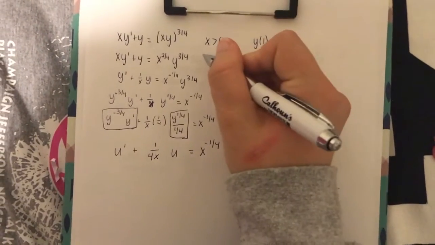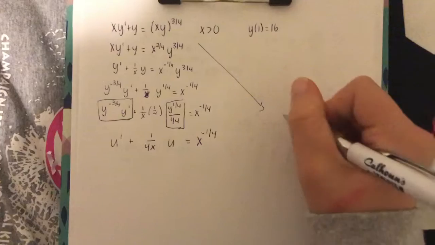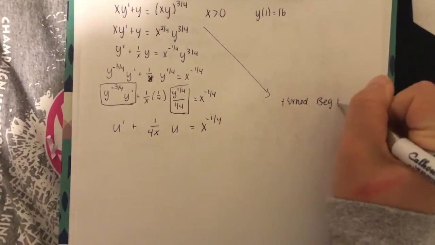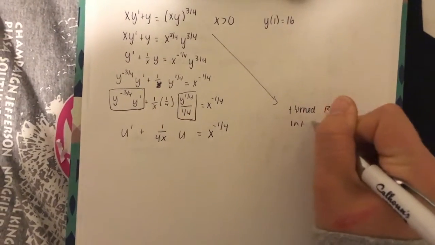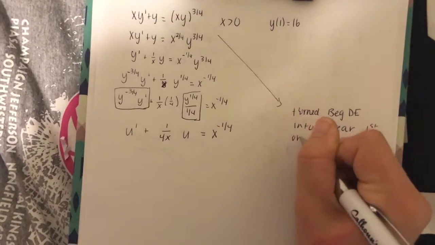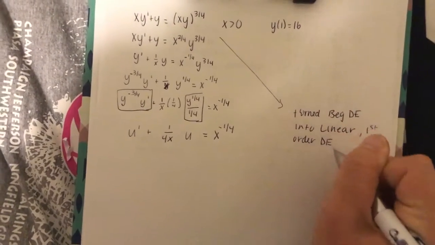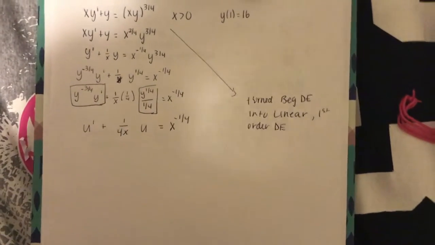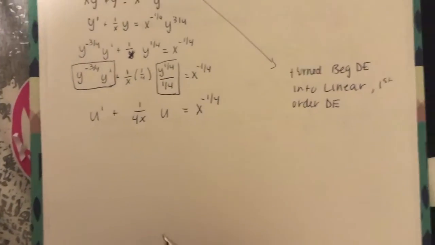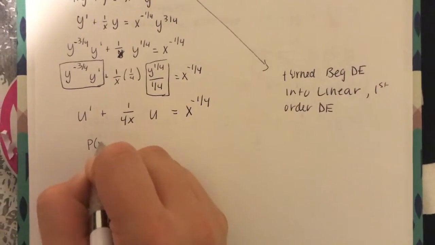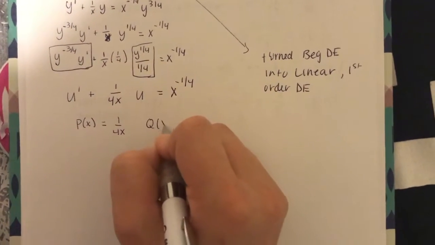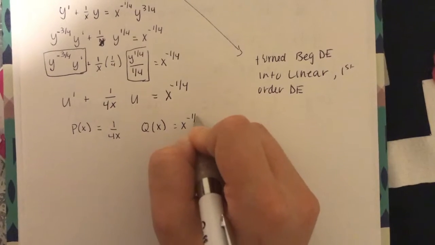Alright, so by doing this transformation, I've turned my beginning differential equation into a linear first order differential equation. And now we know how to solve this by using integrating factors. So my p of x, like I said, is equal to 1 over 4x, and my q of x is equal to x to the negative 1/4.